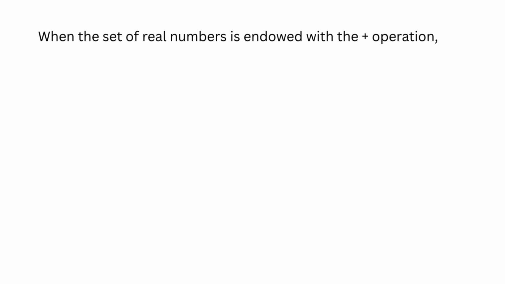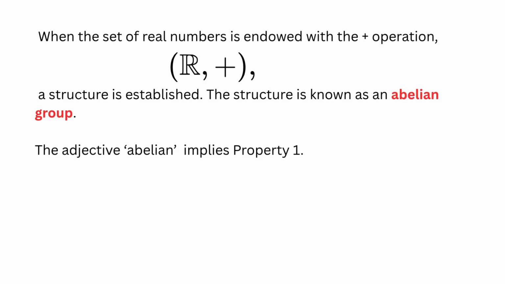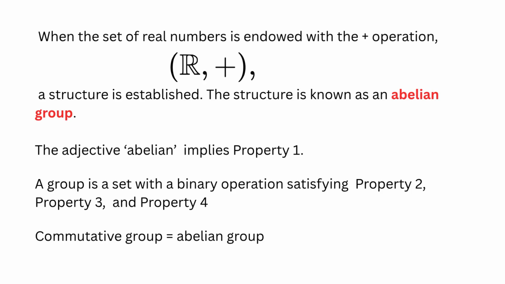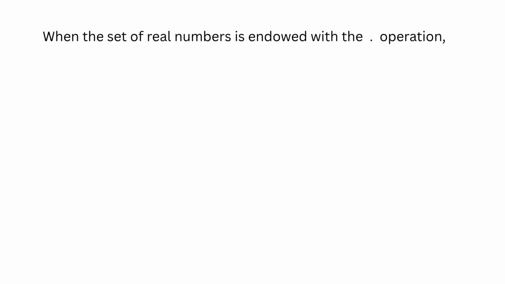When the set of real numbers is endowed with the addition of numbers, a structure is established which exhibits the previous properties. Such a structure is called an abelian group. The adjective abelian stresses the commutativity of addition. Without this property, the structure is called a group. Some mathematicians use the adjective commutative instead of abelian. Similarly, when the set of real numbers is endowed with the multiplication of numbers, a structure is established which is also an abelian group. In particular, multiplication has the following properties.